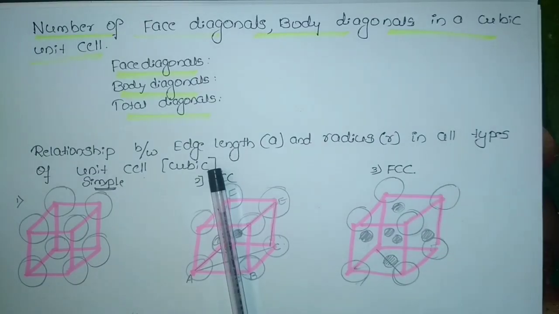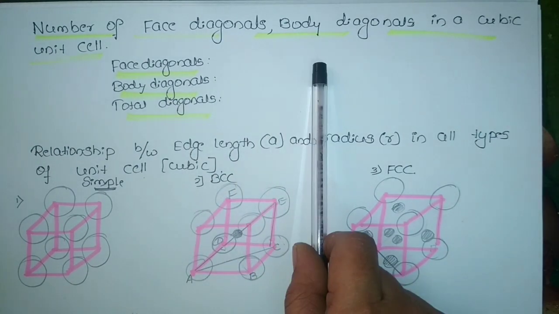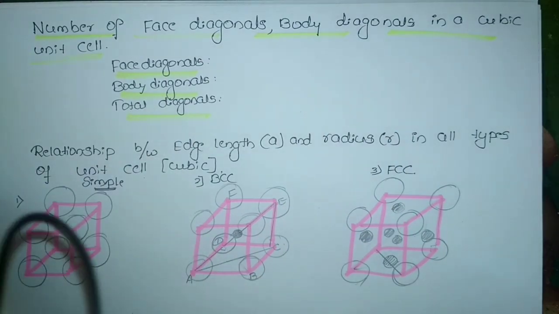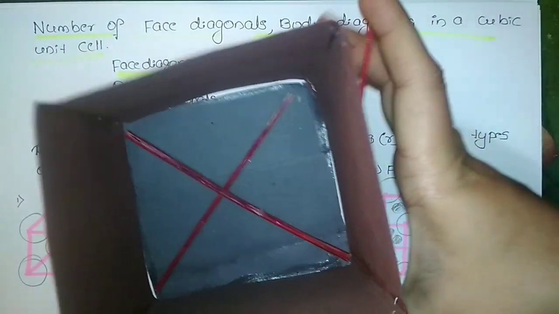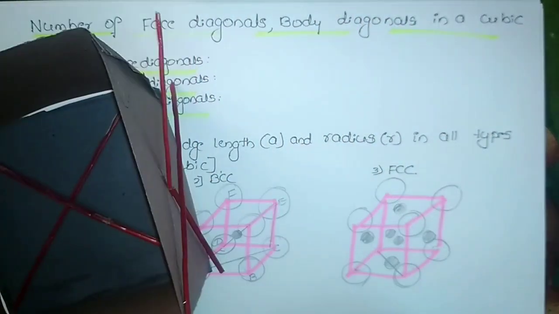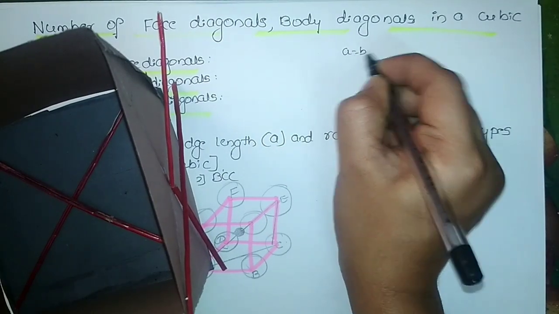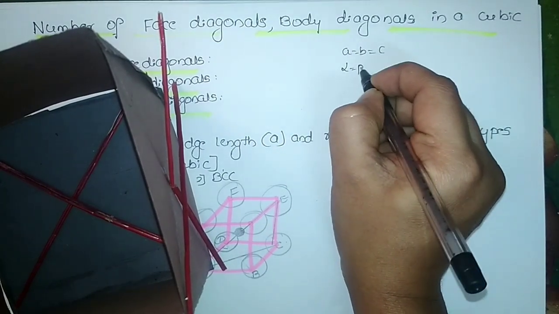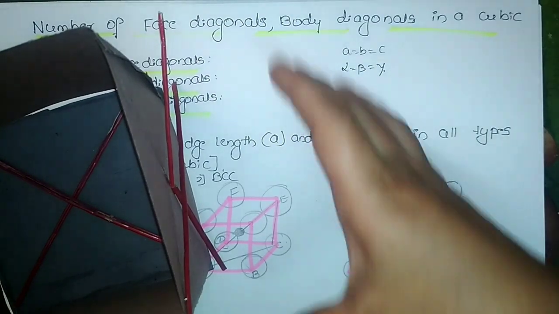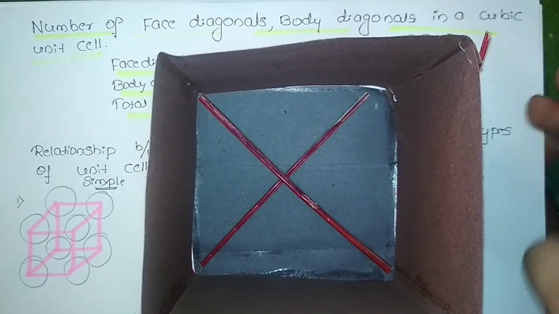Hello students. This video is about finding out the number of face diagonals and body diagonals in a cubic unit cell. In my previous video I showed you how the cubic unit cell will appear. As I told, the condition for the cubic unit cell is that all the sides are equal and all the angles are equal. That is how the cubic unit cell is created. I have even shown one example of how it will appear.